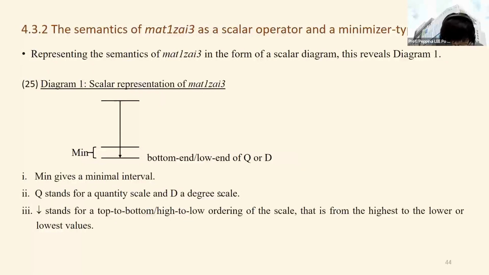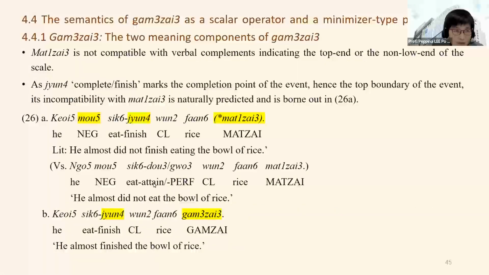So if you put it in a diagram, this will be something like 25. So the low end, and then this is where the minimal component comes from. Okay, and then let's see what's going on with 咁滯. For 咁滯, we have two meaning components. Following the above line of arguments, 乜滯 is not compatible with the verbal complements indicating the top end or the non-low end of the scale. If you go back to the cases, it will be 26. 佢冇食完碗飯乜滯 is ungrammatical. However, if you change the sentence into the affirmative one, 佢食完碗飯咁滯, the sentence is good.